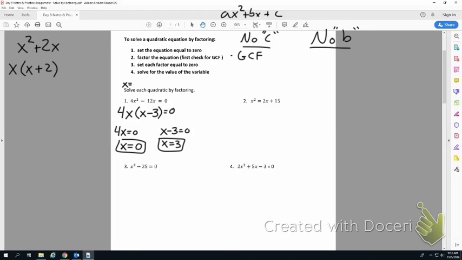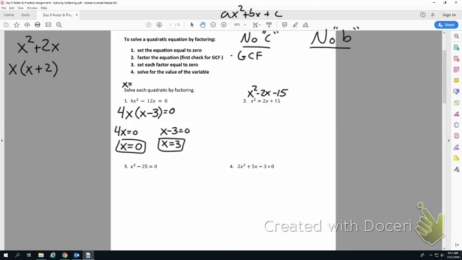Looking at number 2. What's the first thing we're going to need to do? Equal to 0. So I'm going to set it equal to 0, so I'm going to subtract 2x, and I'm going to subtract 15. Now on this one, I've got my a, I've got my b, I've got my c, so there is no shortcut. Do I have a greatest common factor? No, no greatest common factor. So this is going to be the factoring process here.